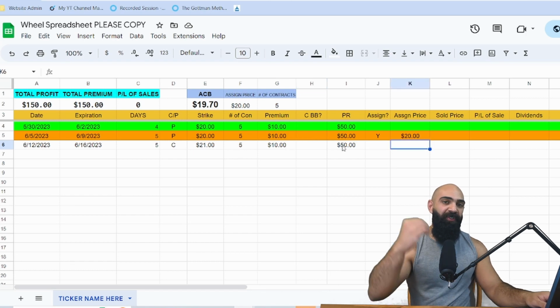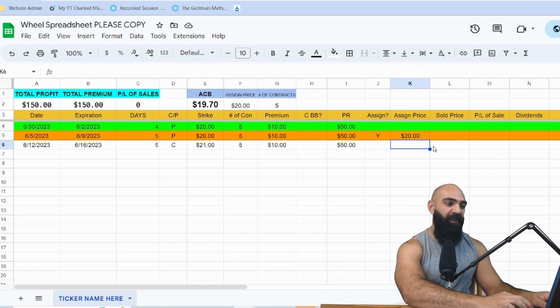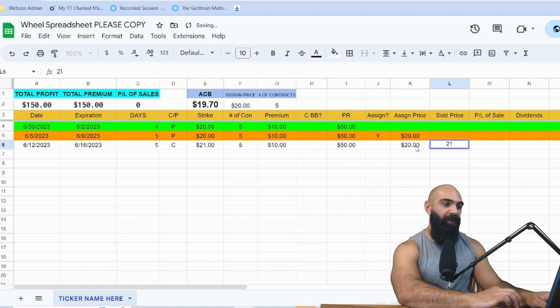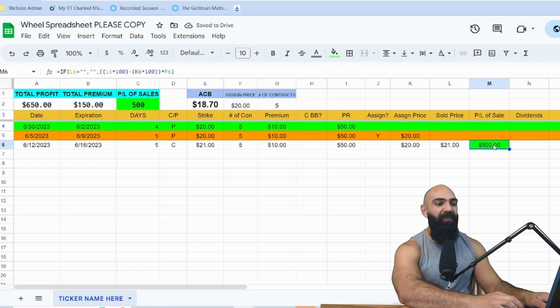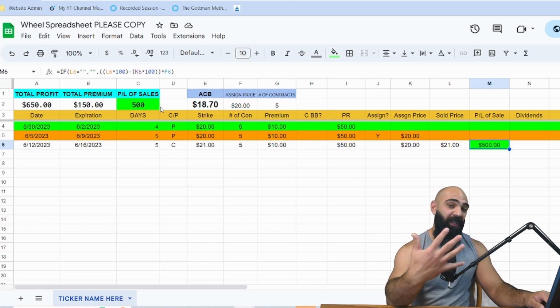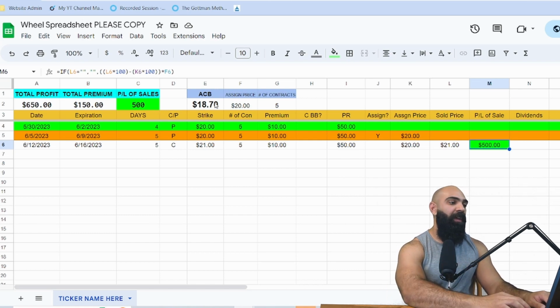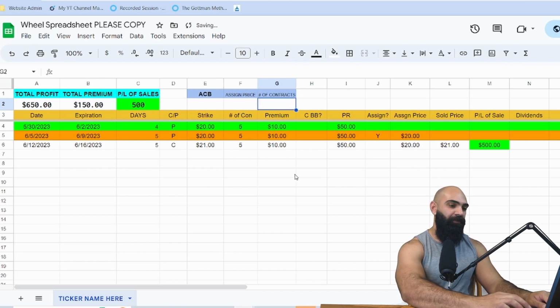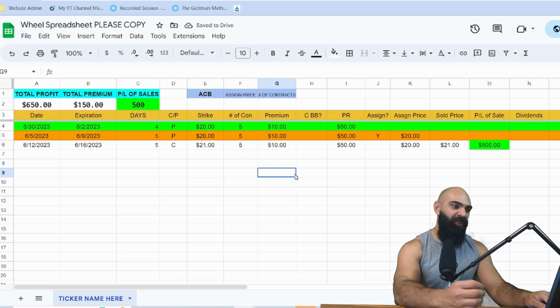So let's say this blows past our price and we're not rolling it forward, and we actually sold it. So our original assigned price was 20. We sold it at 21. And then you can see the profit of sale is going to light up green, and we got $500 worth of premium. So now you have the total profit, the total premium, and the profit or loss of sales, and we collected $500 because we bought it at 20, and we sold at 21 times 5 contracts, so that's $500. And then you see the average cost basis went down, but you can delete that now because we don't own the shares anymore, so we didn't get assigned at $20. So really that is the gist of the spreadsheet.